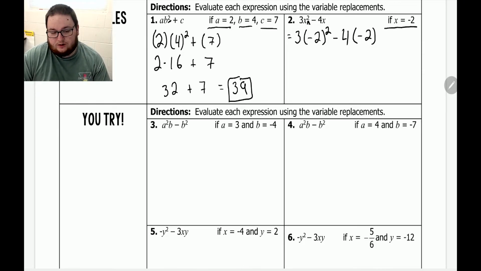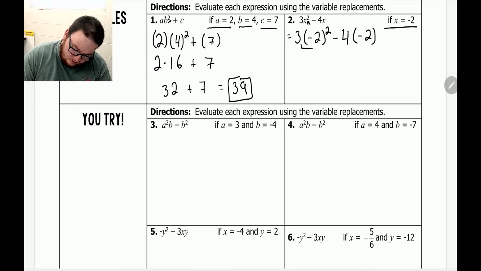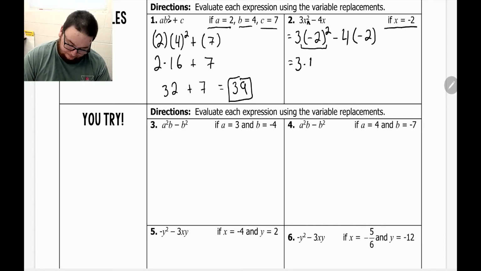So we're following order of operations. Parentheses. We have some, but there's no operations inside of them, so we can skip that. Next we have exponents. We have one set of exponents. It's this negative 2 squared. So what we're going to do is we're going to take negative 2 multiplied by negative 2. That gives us a positive 4. Then we're going to subtract 4 times negative 2 gives us a negative 8.